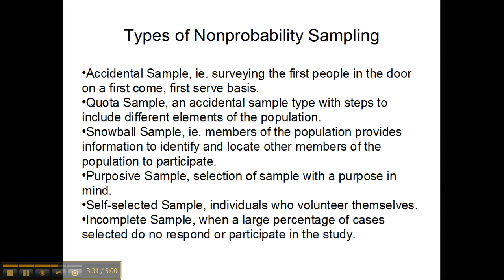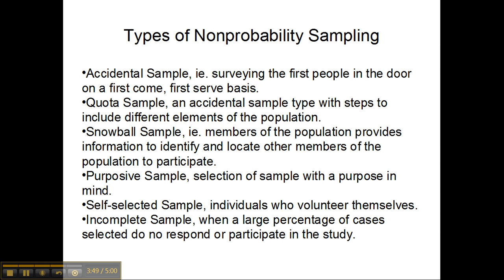Accidental sampling, which is surveying the first people in the door on a first-come, first-served basis, which has examples in librarian world where you would have perhaps somebody standing at the door to the library and asking the first people who come in if they'd like to do the survey.